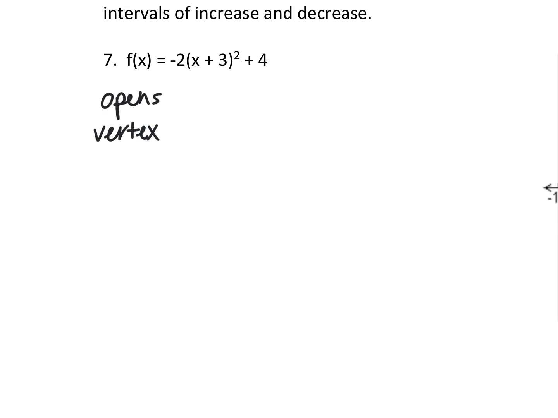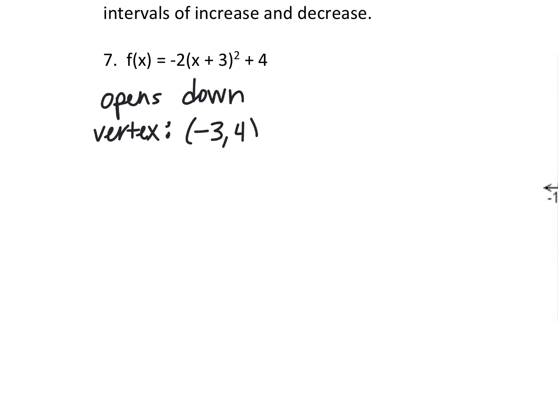Which way is it open and what's the vertex? I see a negative out in front, so which way is it open? Down. And the vertex is -3, 4.